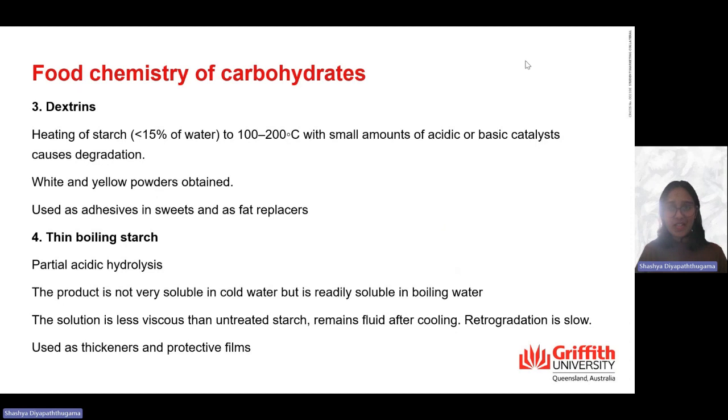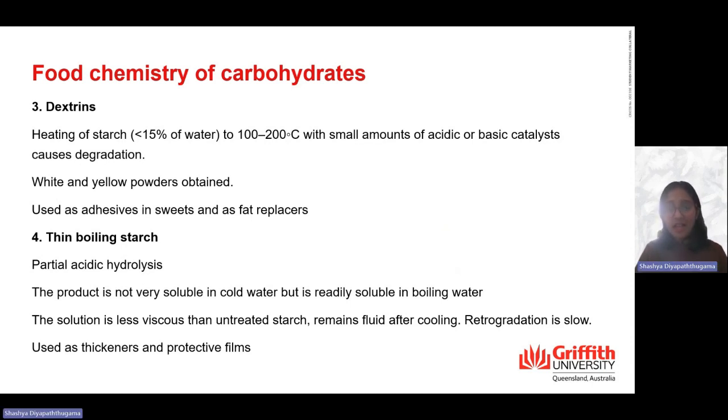The next modified starch is dextrin. To produce dextrins, starch has to be heated to higher temperatures, like 100, 200 degrees Celsius, with a small amount of acidic or basic catalysts, and that causes degradation. As a result, we can obtain white or yellow powders, which are dextrins. These dextrins are used as adhesives or thickeners in foods like candy and confectionery, and they can also be used as fat replacers because dextrins can bind with water and form a paste. This gives a texture which is similar to what is given by fat.